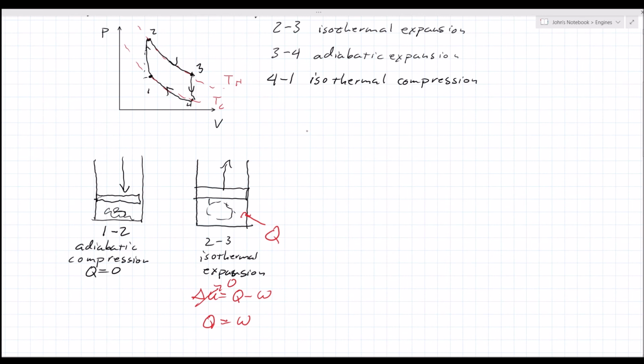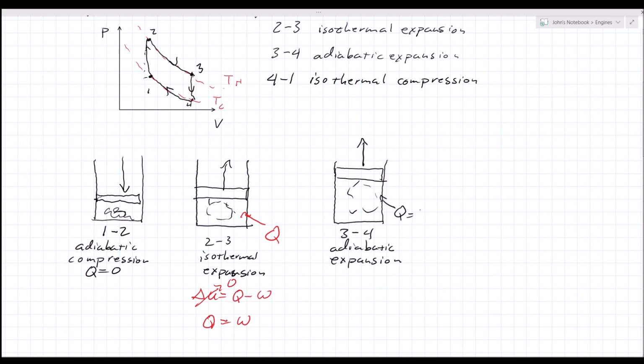Now, the next step is from 3 to 4. That is adiabatic expansion. So I'm here, 3 to 4, adiabatic expansion, and the gas expanded more. Q is 0, and now I'm going from my high temperature to my low temperature. All right?